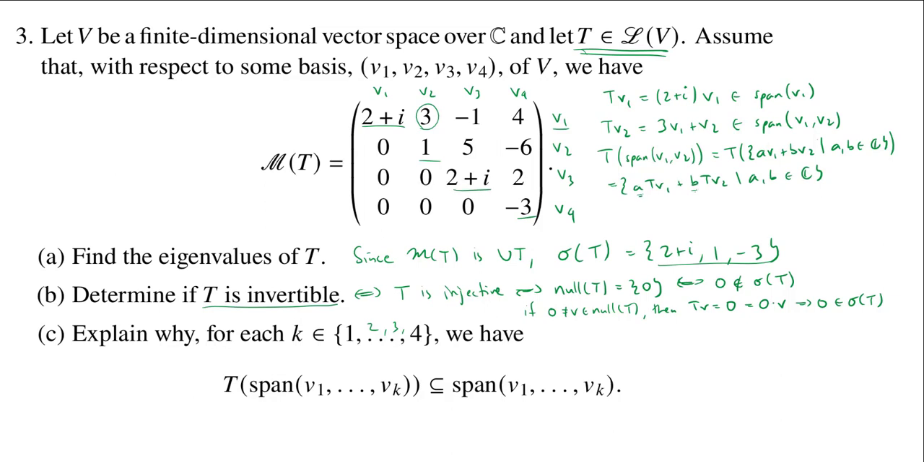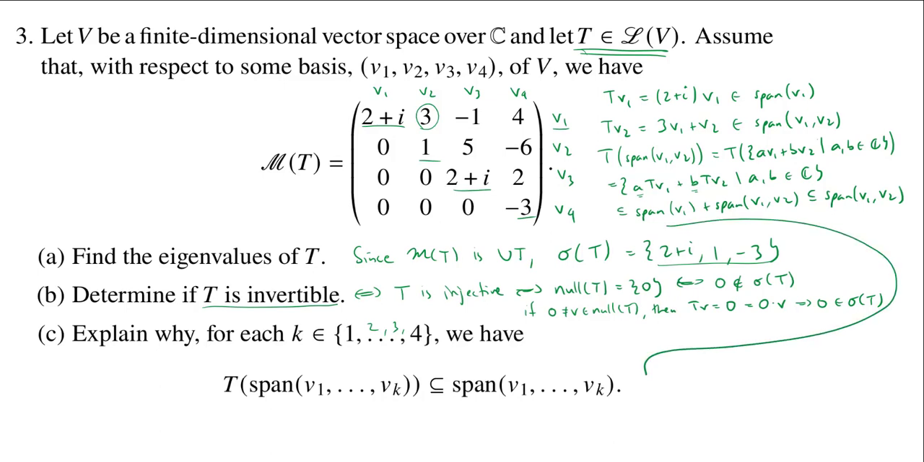Spans are closed under scalar multiplication. Therefore, this is contained in the span of v1 plus the span of v1, v2. But anything in the span of v1 is definitely in the span of v1 and v2. So this is contained in the span of v1, v2. This shows that when we take T of the span of the first two, we end up in the span of those two. And we could keep going. If I go T v3, this is equal to negative v1 plus 5 v2 plus 2 plus i v3. That's coming from here. And this is an element of the span of v1, v2, v3.